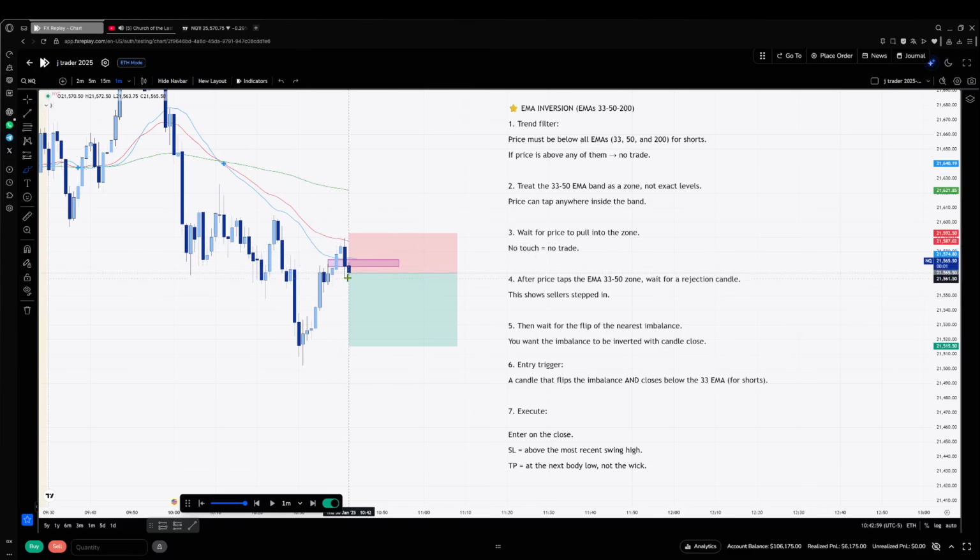Rather, we are going to wait for a touch and then a rejection, and then what we want to see is an imbalance being inversed, right? So in this case we have a bullish imbalance. Here the price touches the zone, rejects, closes below, right? And when you have a close below that level, that's your trigger to enter.